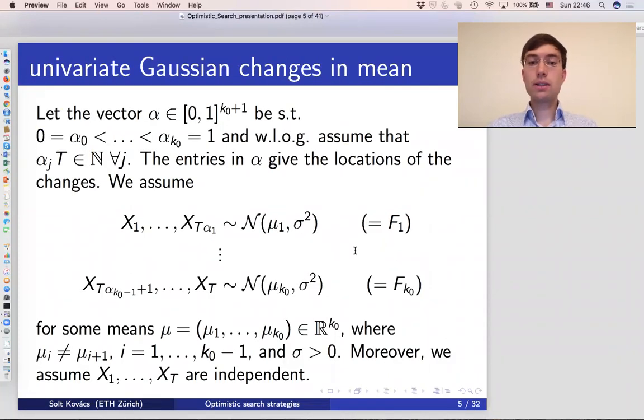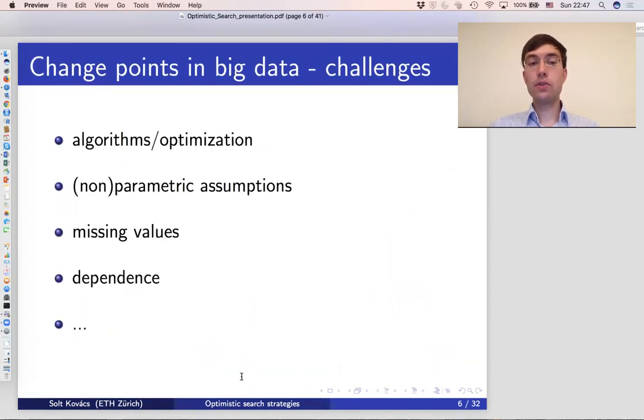A very classical setup is where these distributions F1 through Fk0 arise from normal distributions with differing means, but variances that are constant and observations that are independent. So you have observations here and then a jump, let's say up, and then maybe another jump up, down, something like this.